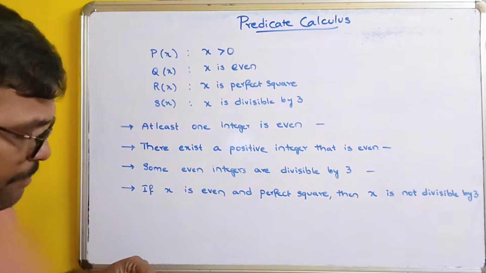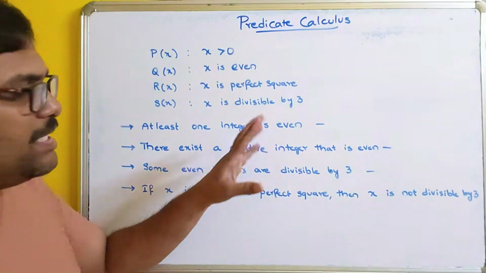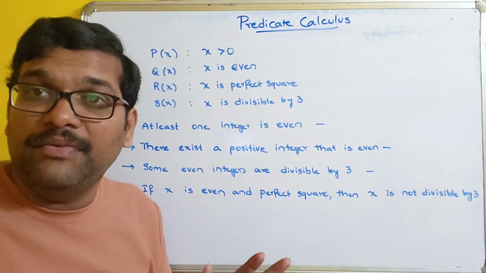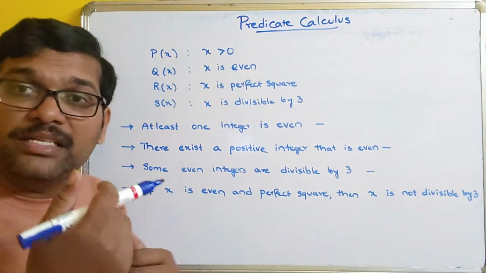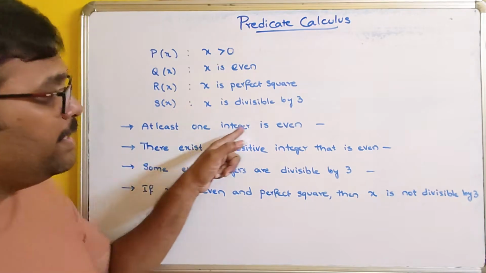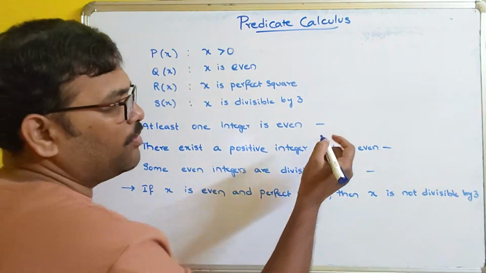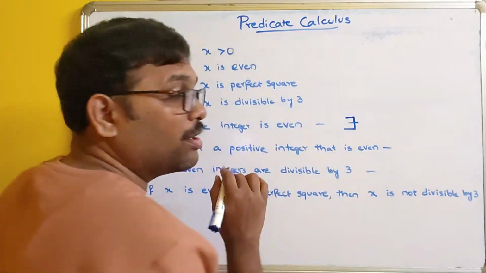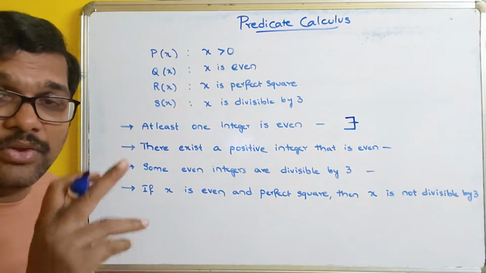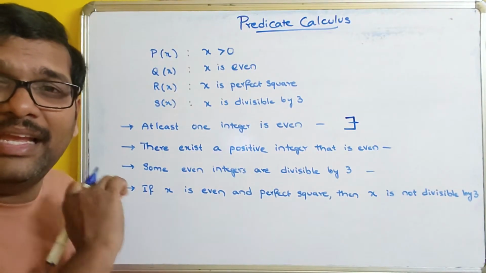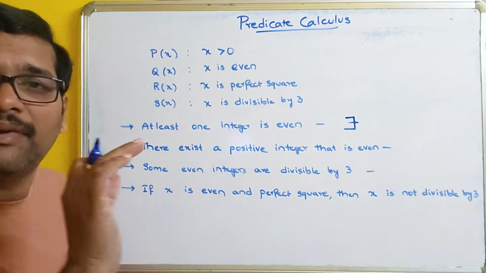Now you can see, at least one integer is even. So obviously not all the integers will be even, right? So some integers may be odd and some integers may be even. So at least one integer is even. So here we have to use the quantifier there exists, not for all X. If you write for all, that implies that any integer, if you consider any integer, that will be even.